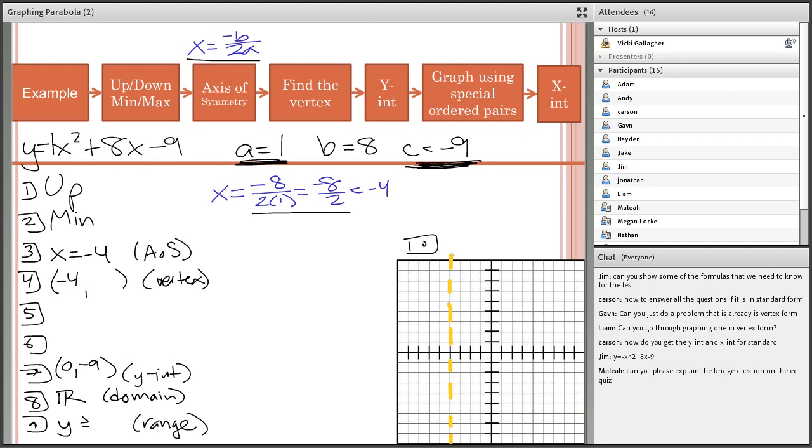And it's just kind of telling us where the center of the parabola is going to be. Now that we know the axis of symmetry, we're going to take the number that we found, the -4, and plug it into the x's of the original problem. And then we'll solve for the y value of the vertex. So it's y equals x squared plus 8 times x minus 9.